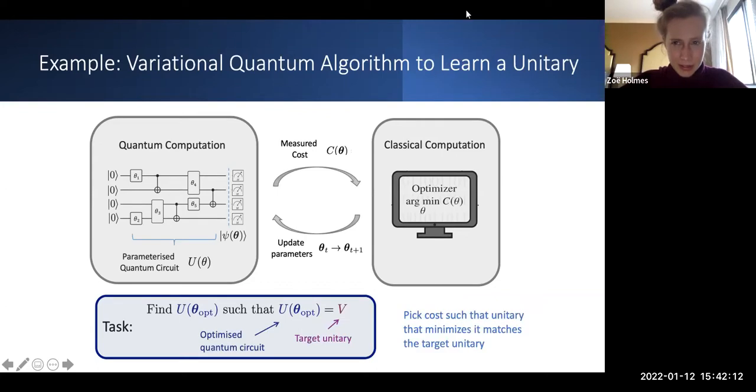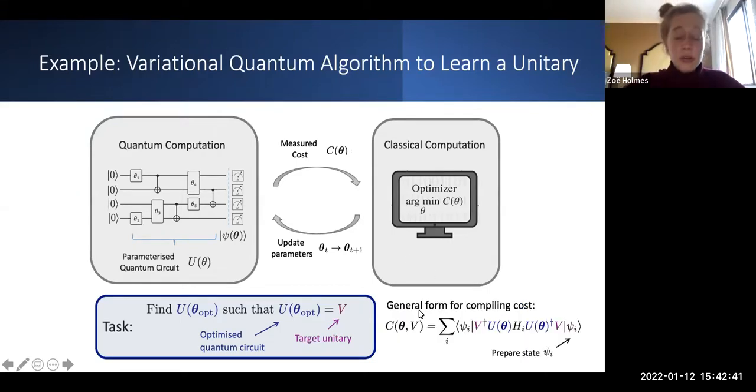Okay, so my second example is you can use variational quantum algorithms to try and learn a target unitary. That is, learn its form or find an optimized quantum circuit that agrees with the target unitary. Okay, so how would you go about doing this? Well, the idea would be to pick a cost function such that the unitary that minimizes your cost function matches your target unitary.